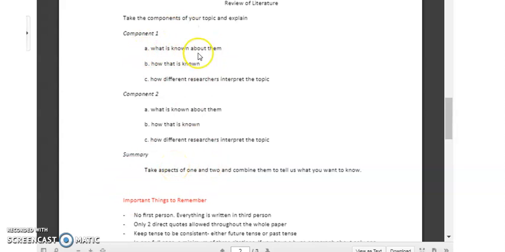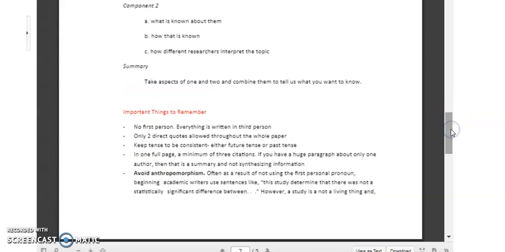Your literature review is not a bulleted list. It's in paragraph format. As you can see, I've just given you these so that you know what things you need to include in it. Some important things to remember: no first person. Everything is written in third person. And in third person, it would also be great if you can write either in future tense or past tense, so be careful about those tenses. There are only 2 direct quotes throughout the paper. Everything else is going to be paraphrased.